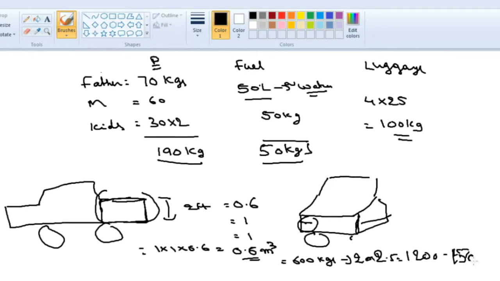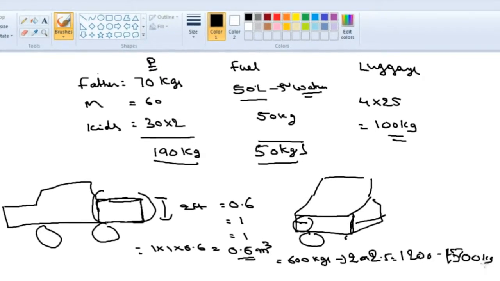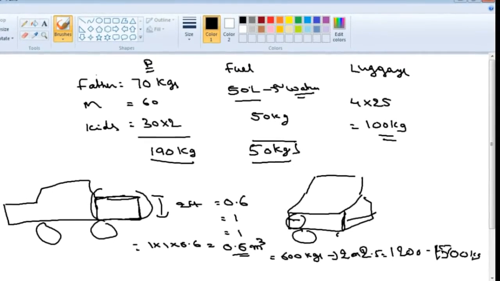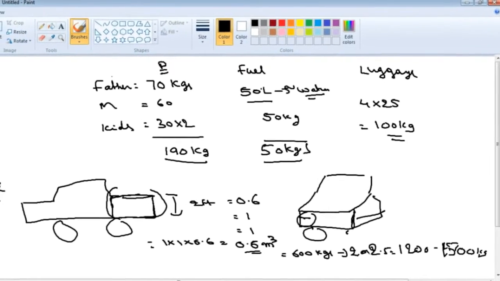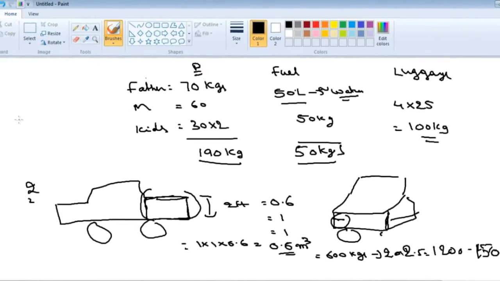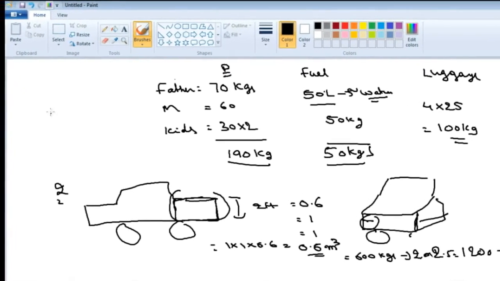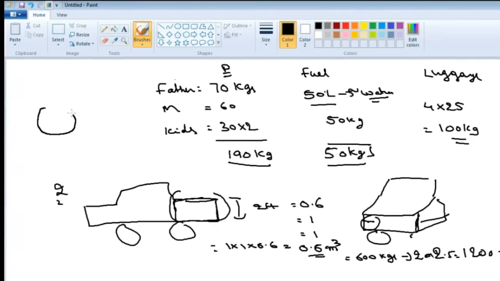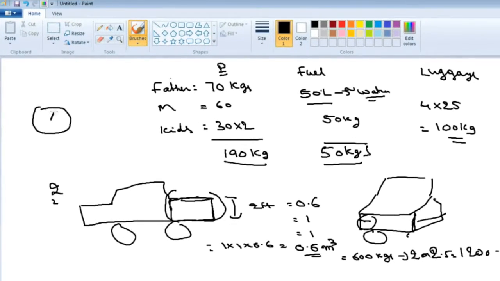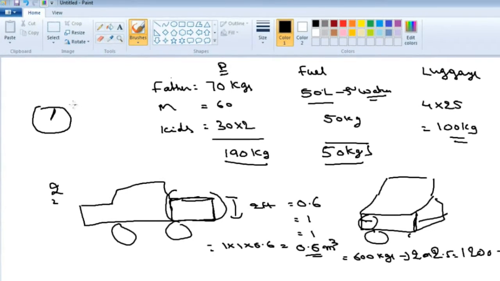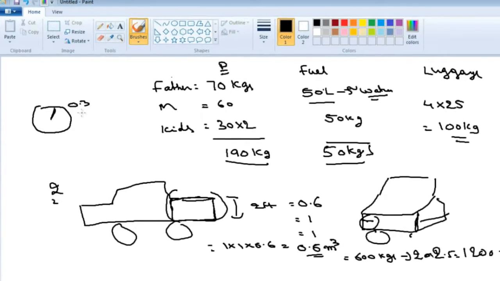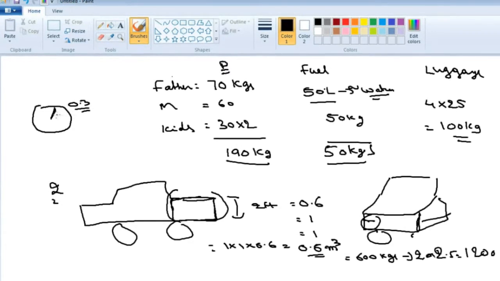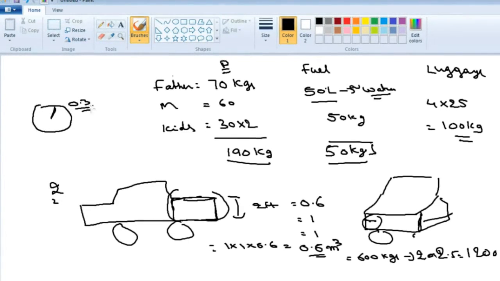Again, I am going in a very systematic way, splitting the complex into simple. Now, what else is there? Tires float on water. How much is a tire normally? I'd say it's 1 feet or 0.3 meters radius, pi r square.